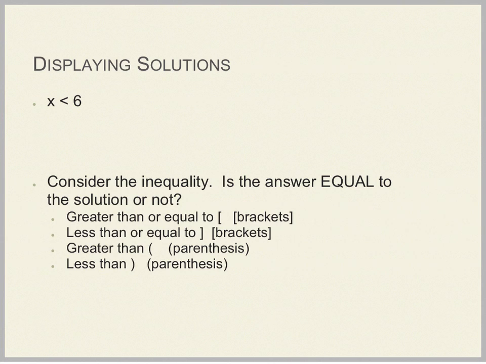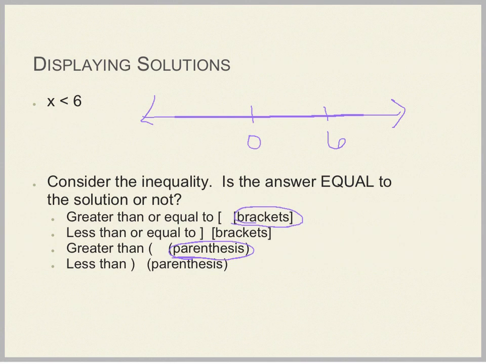Interval notation uses the idea of brackets and parentheses to help us understand what this interval is displaying. For example, if we look at x's are less than 6 on a number line, we can choose numbers that are less than 6, such as 3 or negative 7. We can then shade all of the area that is less than 6.